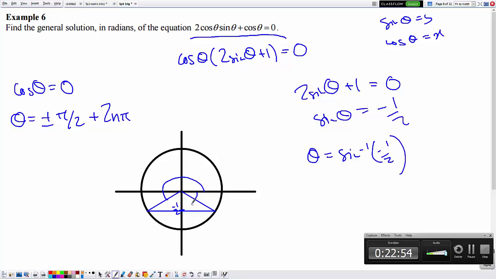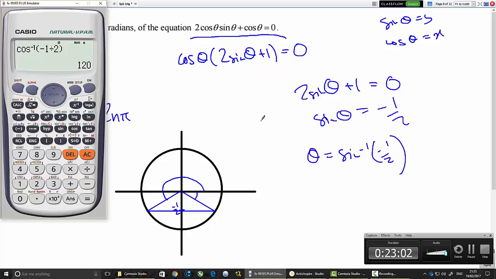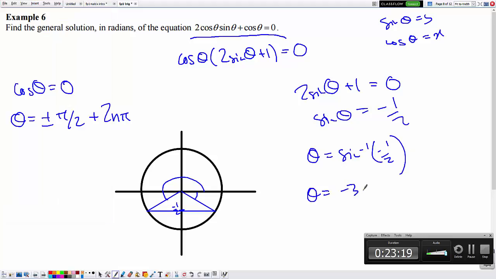And I think, unless I'm mistaken, that's 30 degrees. Let's use our calculator. So inverse sine of minus a half. I already have minus a half up here from earlier. So inverse sine gives minus 30 degrees. So it's that one, obviously. So theta is equal to minus 30, or what?